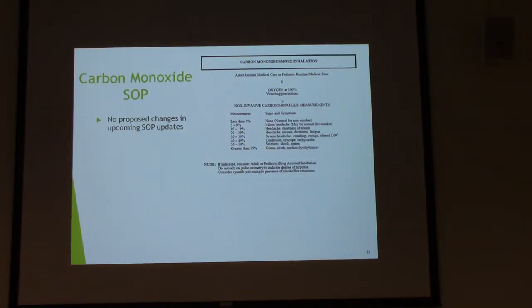And here's our carbon monoxide SOP. Like I said, it really is not a big SOP. It just tells you to give oxygen and watch for vomiting. And then here are your percentages and what signs and symptoms you would expect to have. Remember, with carbon monoxide, your pulse oximetry is not going to be effective. Your end tidal, though, would probably be a good idea.